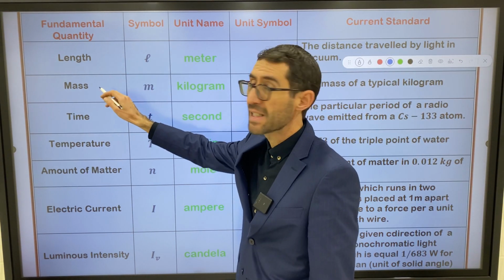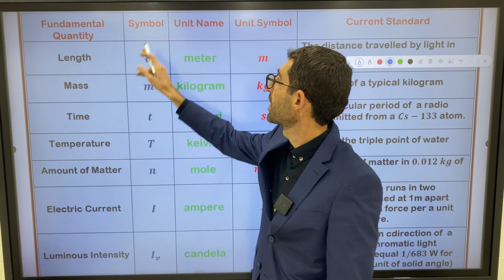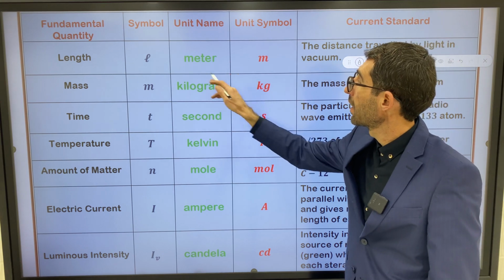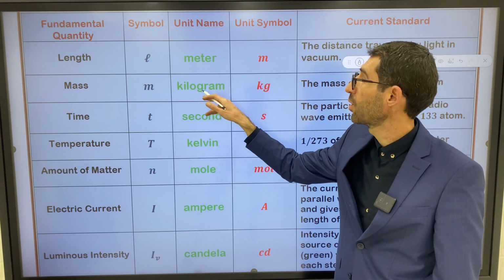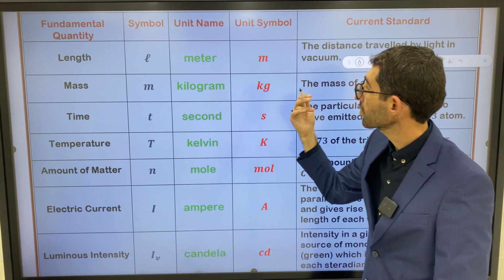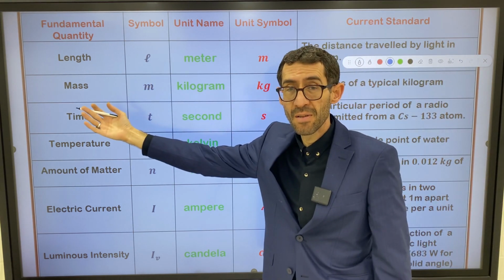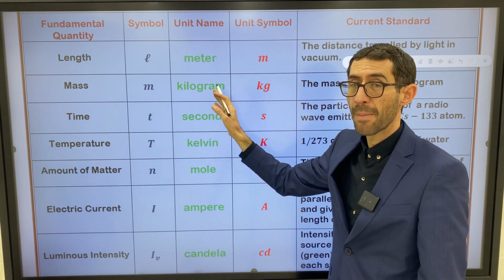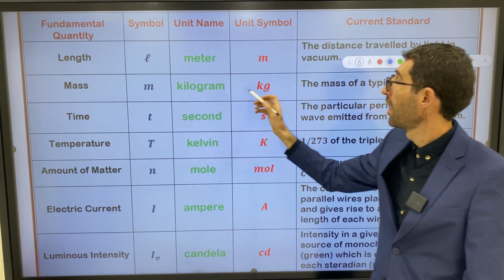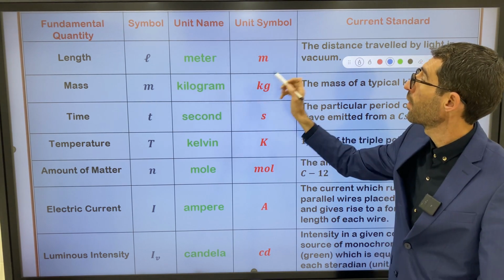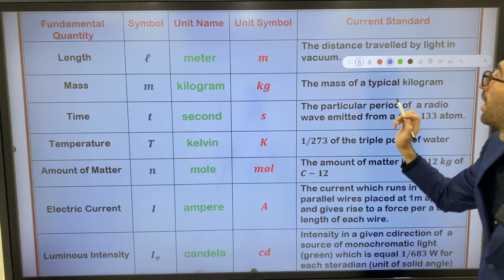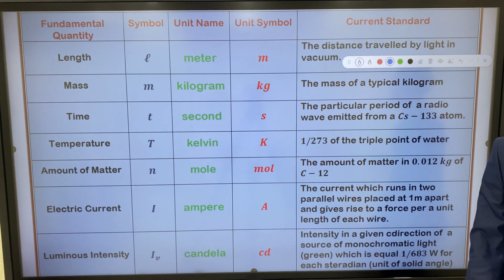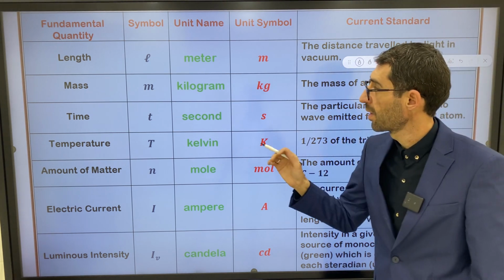About mass, the second fundamental quantity is mass. The symbol of mass is M. Mass is measured in kilogram. So kilogram is the unit of mass. Mass is a dimension or quantity, and a kilogram is a unit, right? The symbol of kilogram is kg. The definition of kilogram is the mass of a typical kilogram.